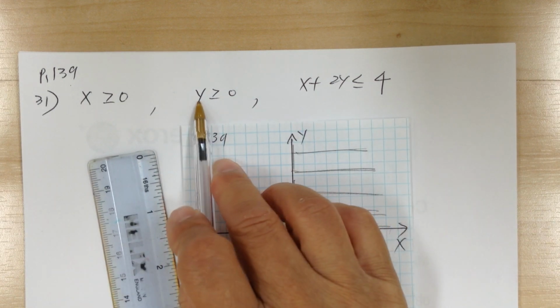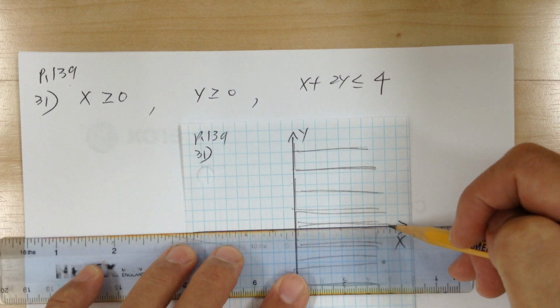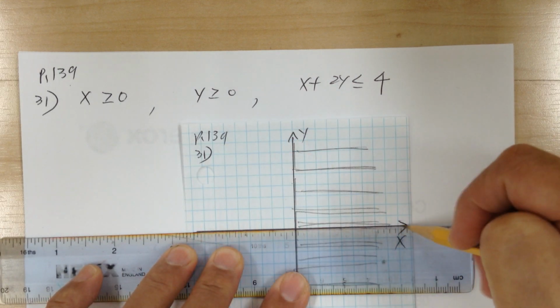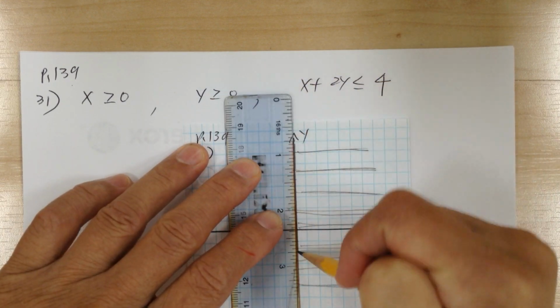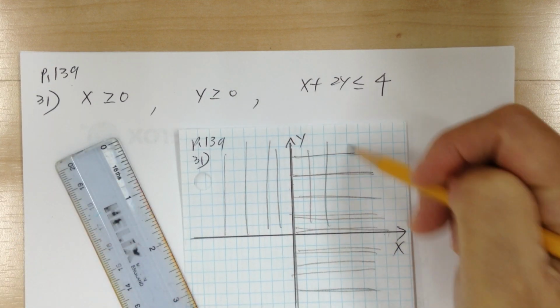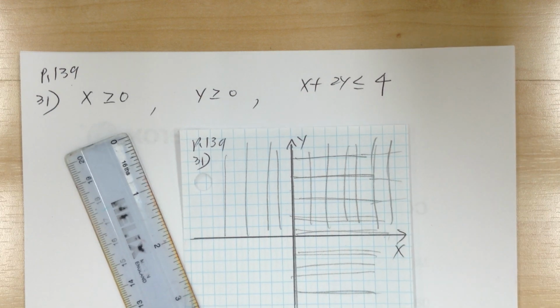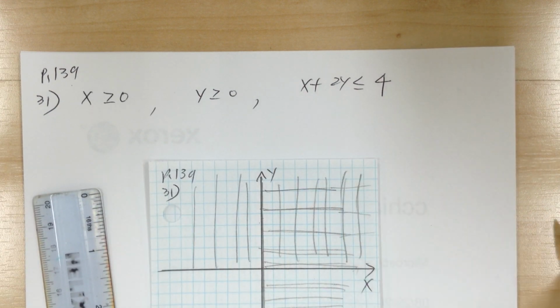The next one is y is greater than or equal to 0. Okay, so that's again the starting line. This is the starting line. And this would be like this. Greater than or equal to 0. Then you have to graph this one.